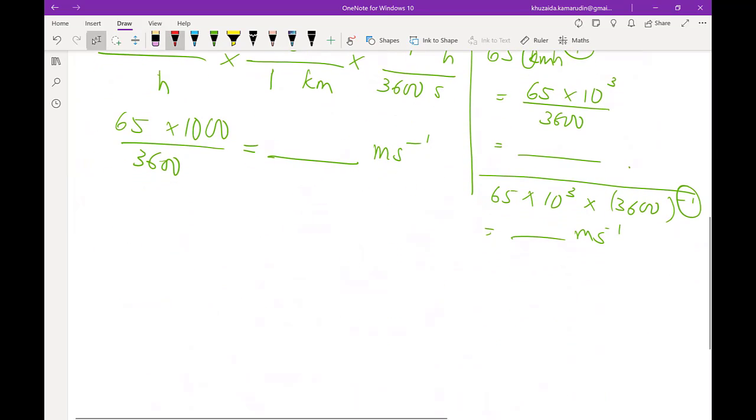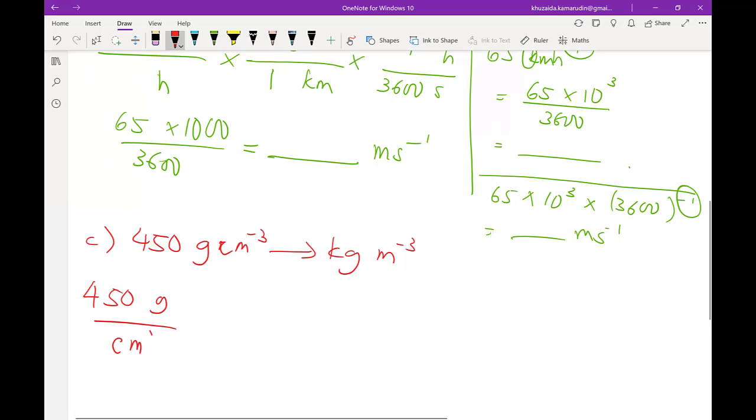Alright, next, you have 450 gram per centimeter cube. Okay, so let's use the red pen. Okay, 450 gram per centimeter cube. You want to convert into kg m negative 3. Okay, so again you can use step by step, if you prefer to do that. So 450 g per centimeter cube. So multiply with gram at the bottom, kg on top. Then centimeter cube, which was at the bottom, we put on top, with meter cube at the bottom.